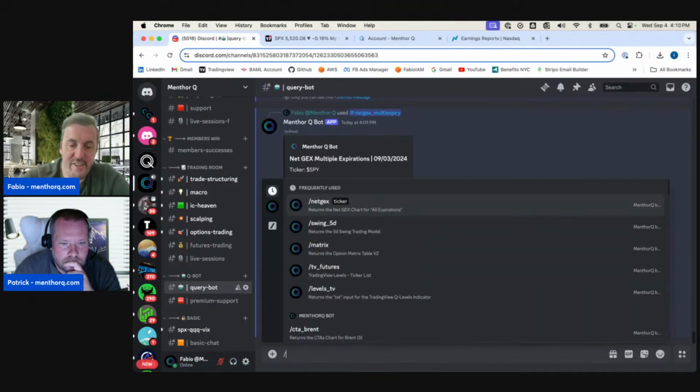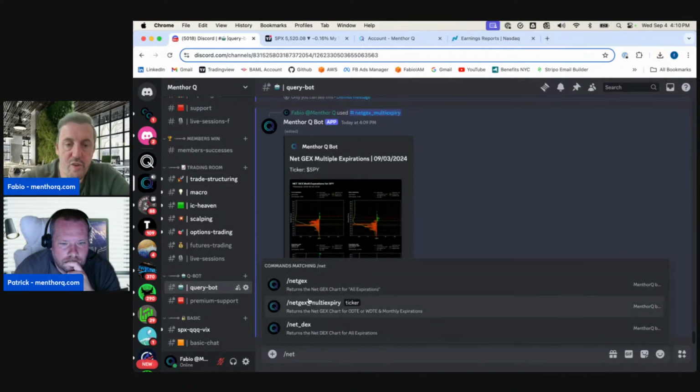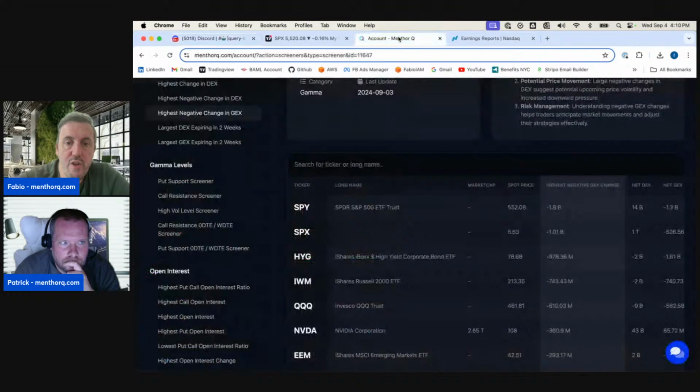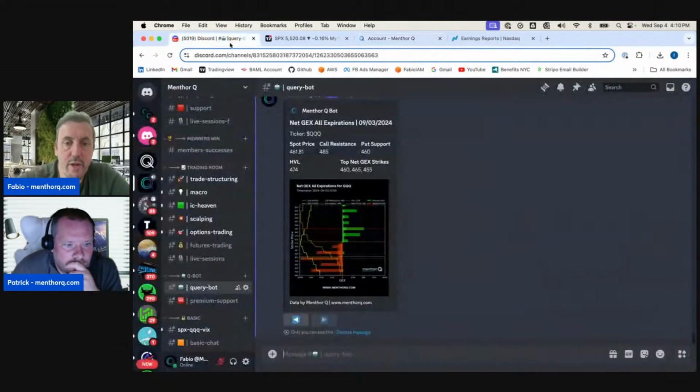We can also do the same thing on QQQ. So let's go and look at QQQ. And again, QQQ was also one of the assets that we had here. So we saw 600 million of net gamma being removed compared to the day before. Let's look at the chart.